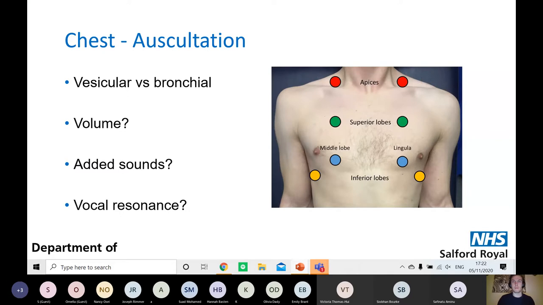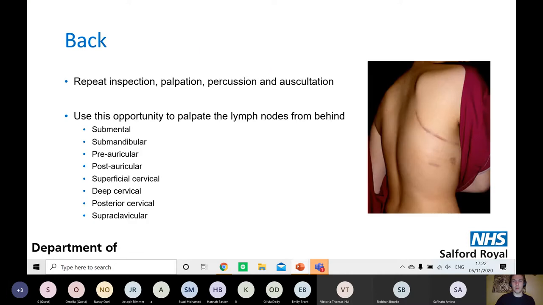Vocal resonance is the same thing. So tactile fremitus and vocal resonance are testing for the same thing. You don't need to do both. I think that vocal resonance is better. And you do that by saying 99 over the chest and listening for that reverberation. In our patient, what we've got is absent breath sounds on the right side of the chest, normal breath sounds on the left side, and reduced vocal resonance on the right side, normal on the left. So you should be building up a picture of what's happened to this patient.